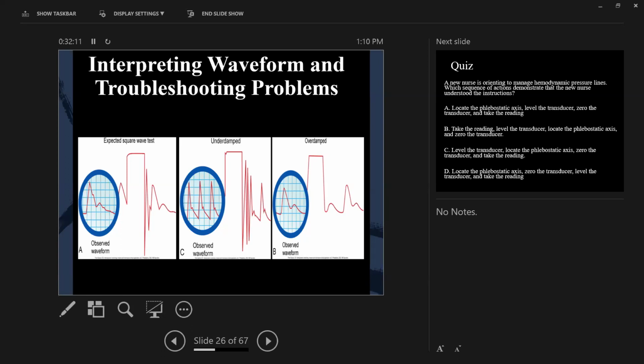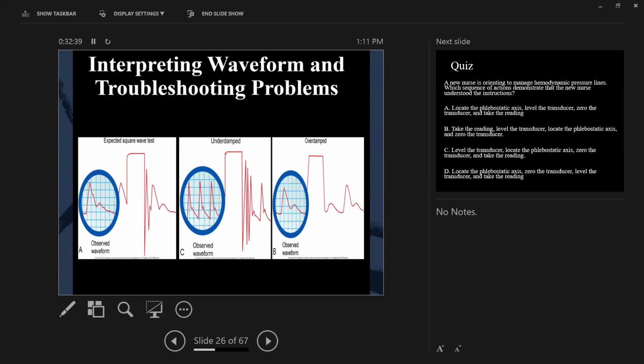So as you can see, you want a couple oscillations. This is normal: I pull the pigtail, I lose my waveform, and it sharply snaps back, giving me these oscillations here. That's expected. And then my waveform comes back. When I've got this chaos here, that's called underdamped, and it can overestimate the systolic blood pressure. So it's not going to give us accurate readings.